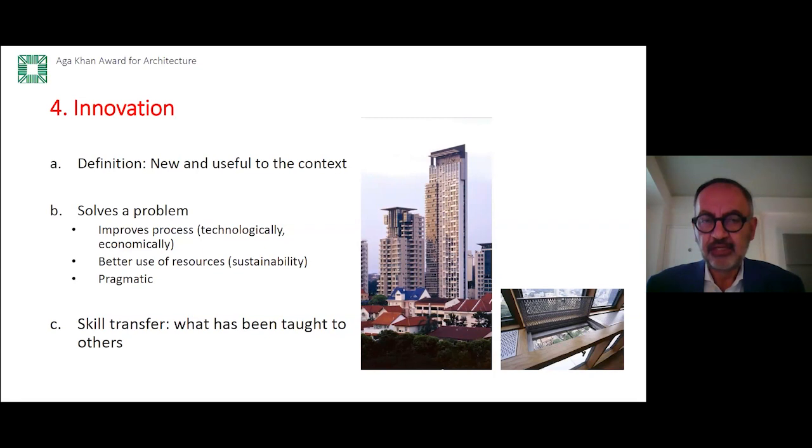The other thing we're talking about, which is very important, is innovation. Innovation is extremely important, but it doesn't mean that whatever is new is good. What is important is that you have to solve problems. Solving problems means you have a problem and you find how best you can solve it. And the skill transfer, these are the three moments.